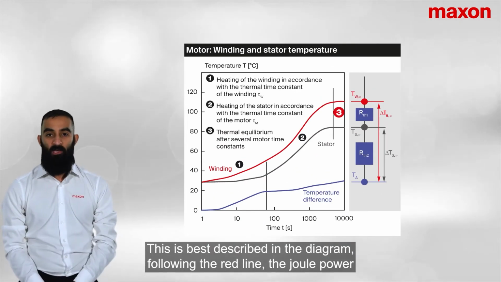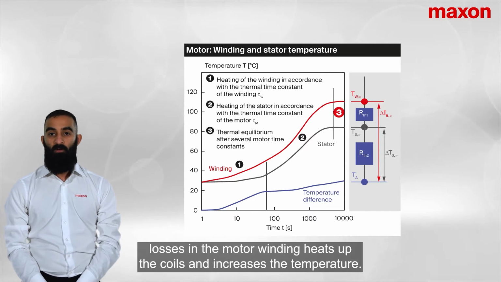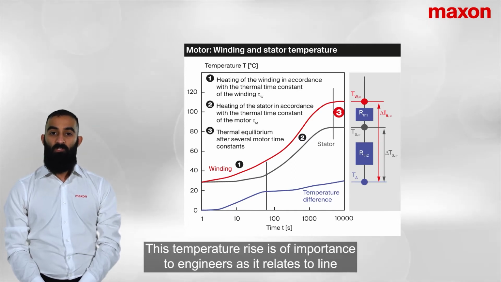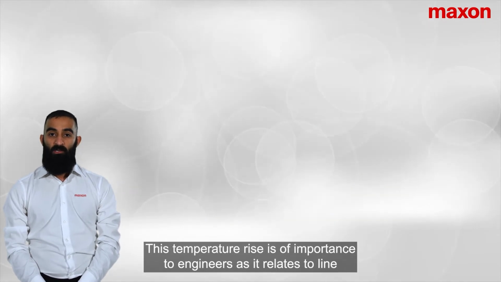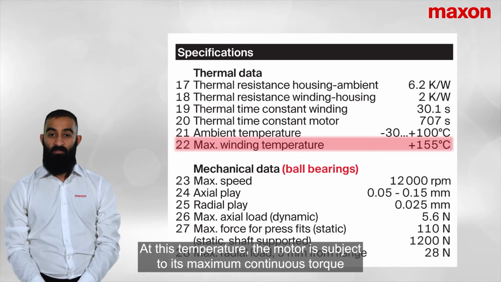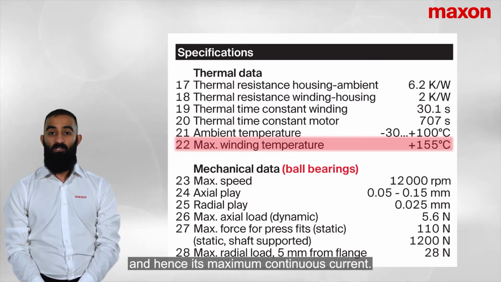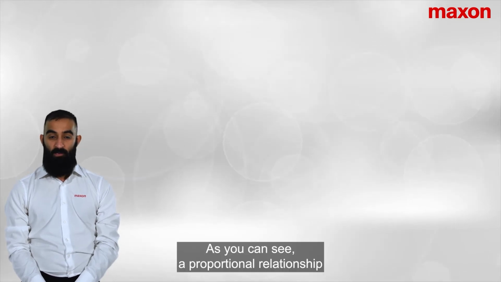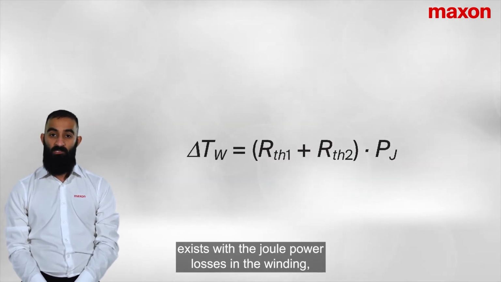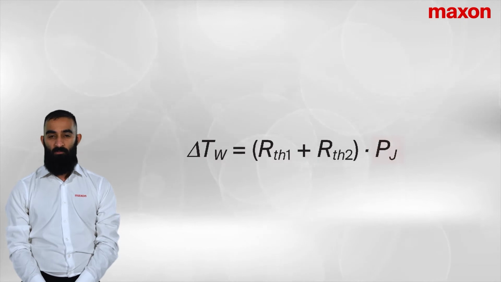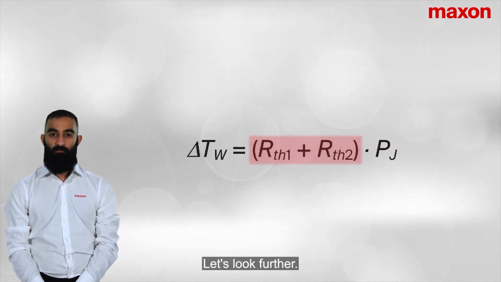This is best described in the diagram. Following the red line, the joule power losses in the motor winding heat up the coils and increase the temperature. This temperature rise is of importance to engineers as it relates to line 22 of Maxon motor datasheets, the maximum winding temperature. At this temperature, the motor is subject to its maximum continuous torque and hence its maximum continuous current. The temperature increase in the winding is governed by the following equation. As you can see, a proportional relationship exists with the joule power losses in the winding. But there are 2 other variables introduced. What are these? Let's look further.